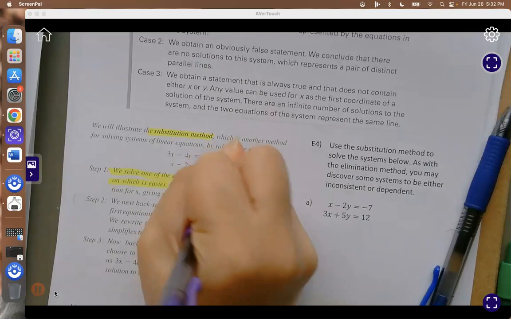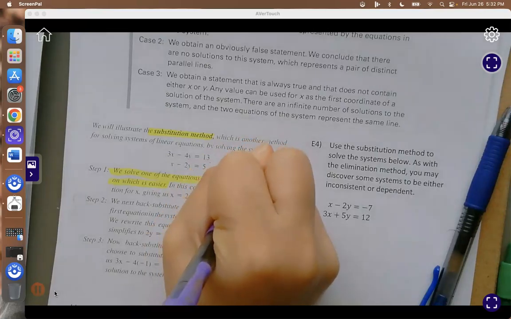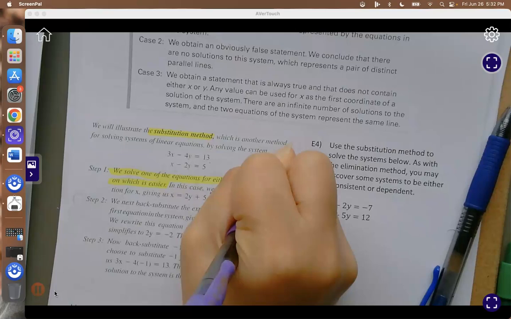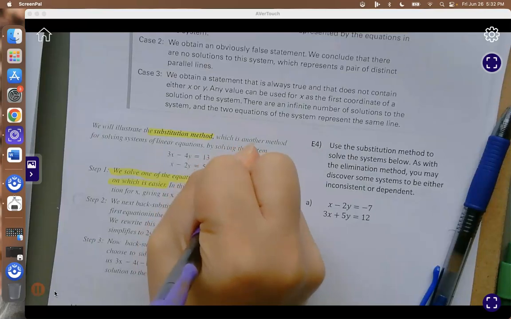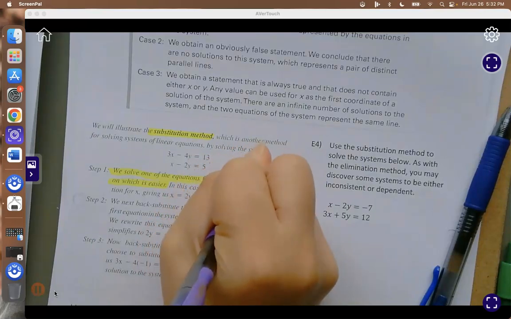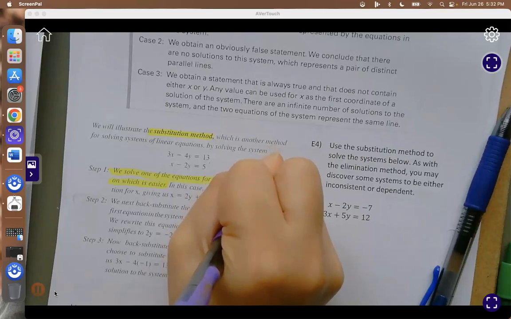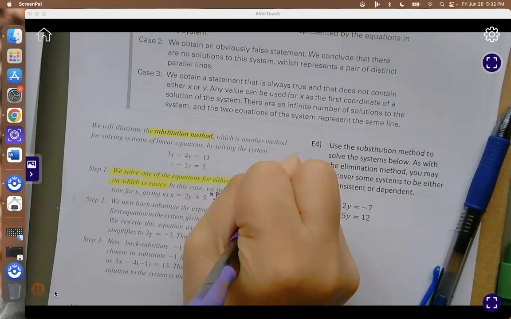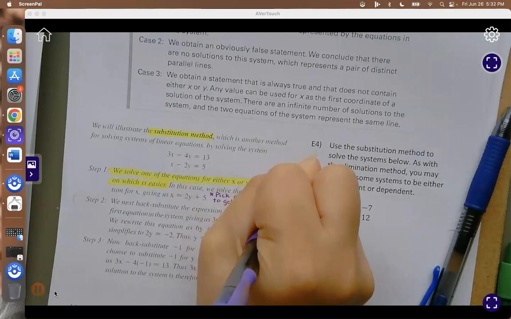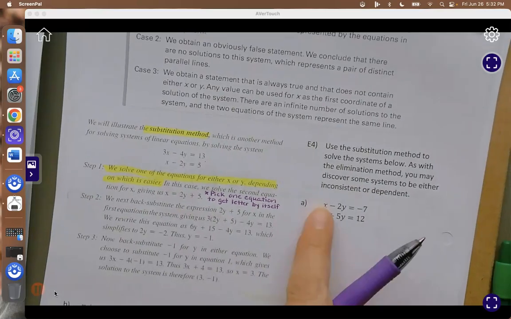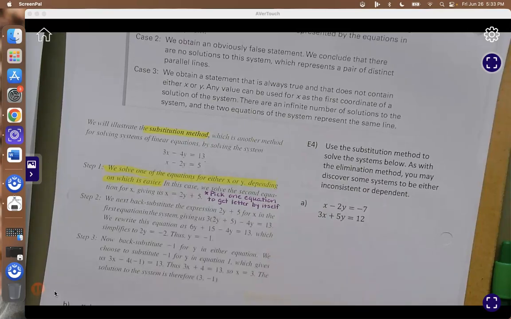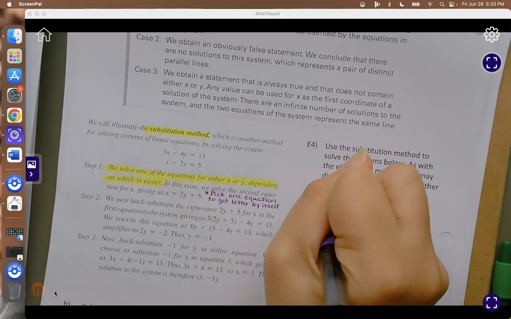So this little helpful note is: pick one equation to get a letter by itself. Okay, so if we look at this problem right here, one of the letters looks like it would be easy to get by itself. And it's going to be in the first equation. And we're going to get the x by itself.